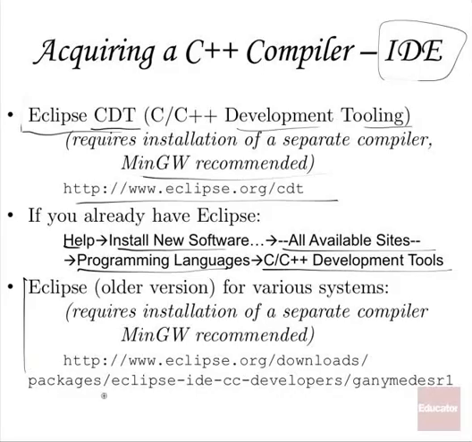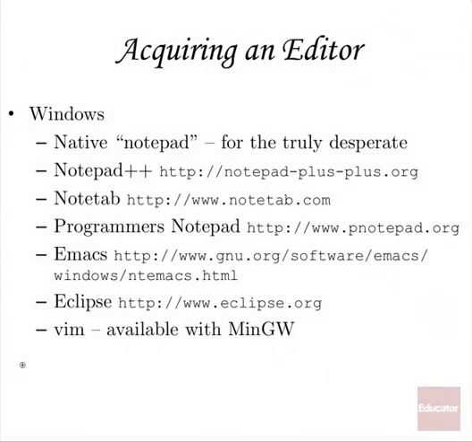If you have an older version, here's a website you can go to get the CDT just for the older version, but you're probably better off just getting a newer version. It doesn't take up that much space on your disk, and you usually want to have the latest version of things anyway.